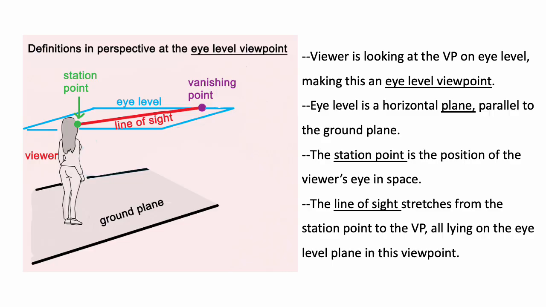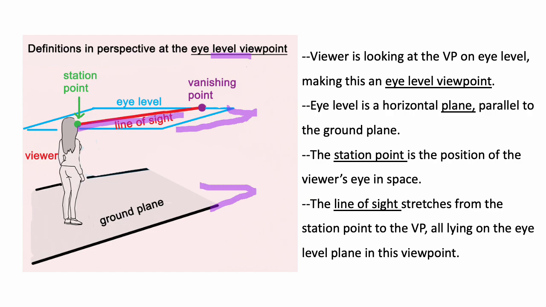This is a diagram of the viewer looking at the vanishing point on eye level, making this an eye level viewpoint. Some artists refer to eye level as a line, the same height above ground as the viewer's eye. I prefer to see it as a horizontal plane hitting the eye of the viewer and the eye of anyone her height. It is parallel to the ground plane.